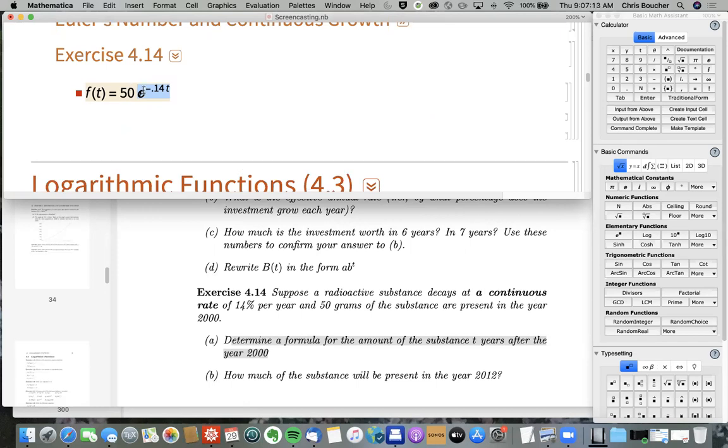And so the continuous growth form is this base e exponential. We talked about the number e in the previous screencast. 50 is the initial amount. And what this measures, of course, is the number of grams of the substance t years after 2000. And so if I want to know how much substance will be there in the year 2012, that's t equals 12, right? It's t years after 2000.